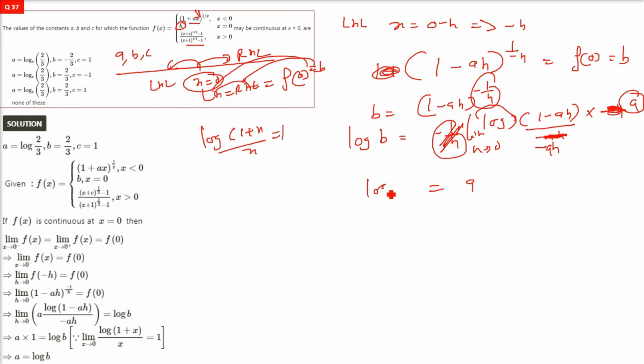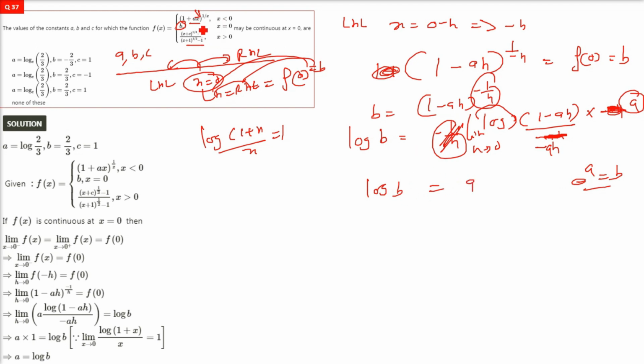So log b equals a. This is the first relation: e raised to the power a is b. We are going to just keep it, go to the second part and see what comes, and then we'll reuse this log b equals a whenever it is required, because we are intending to find out the values of a, b and c.